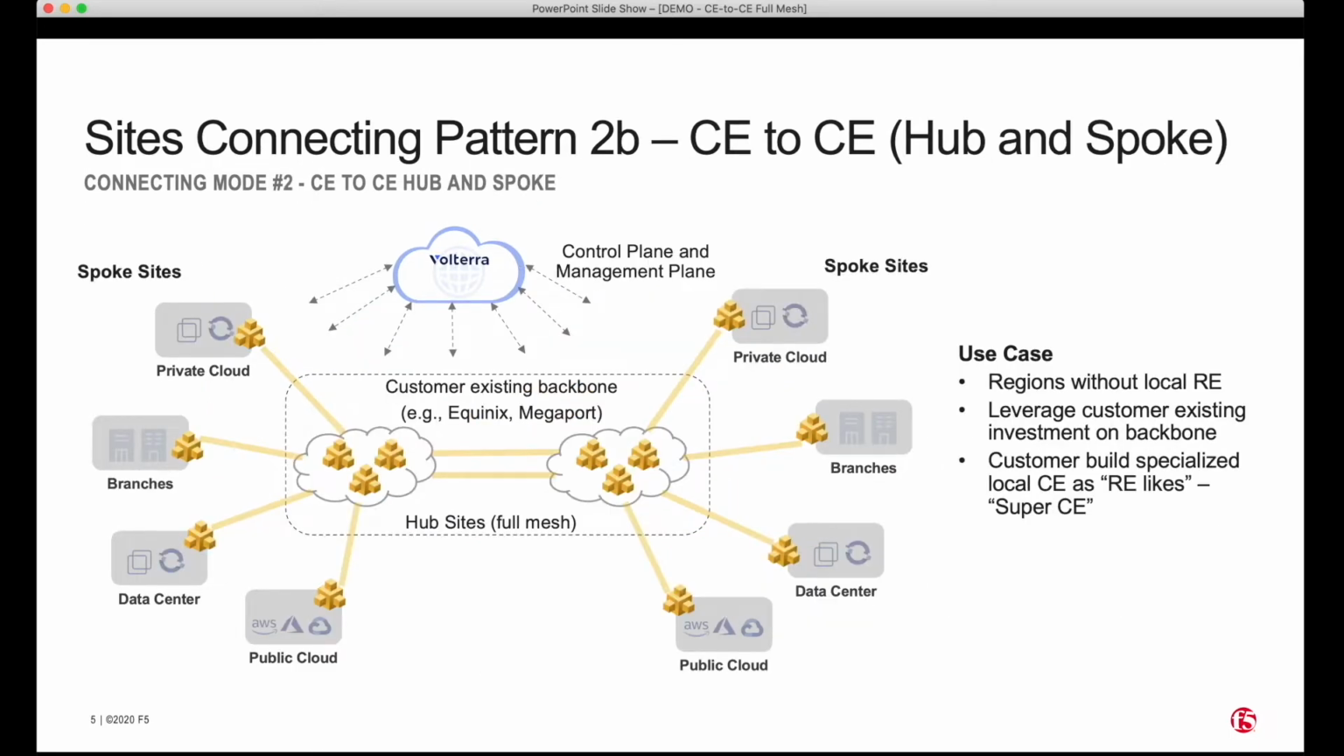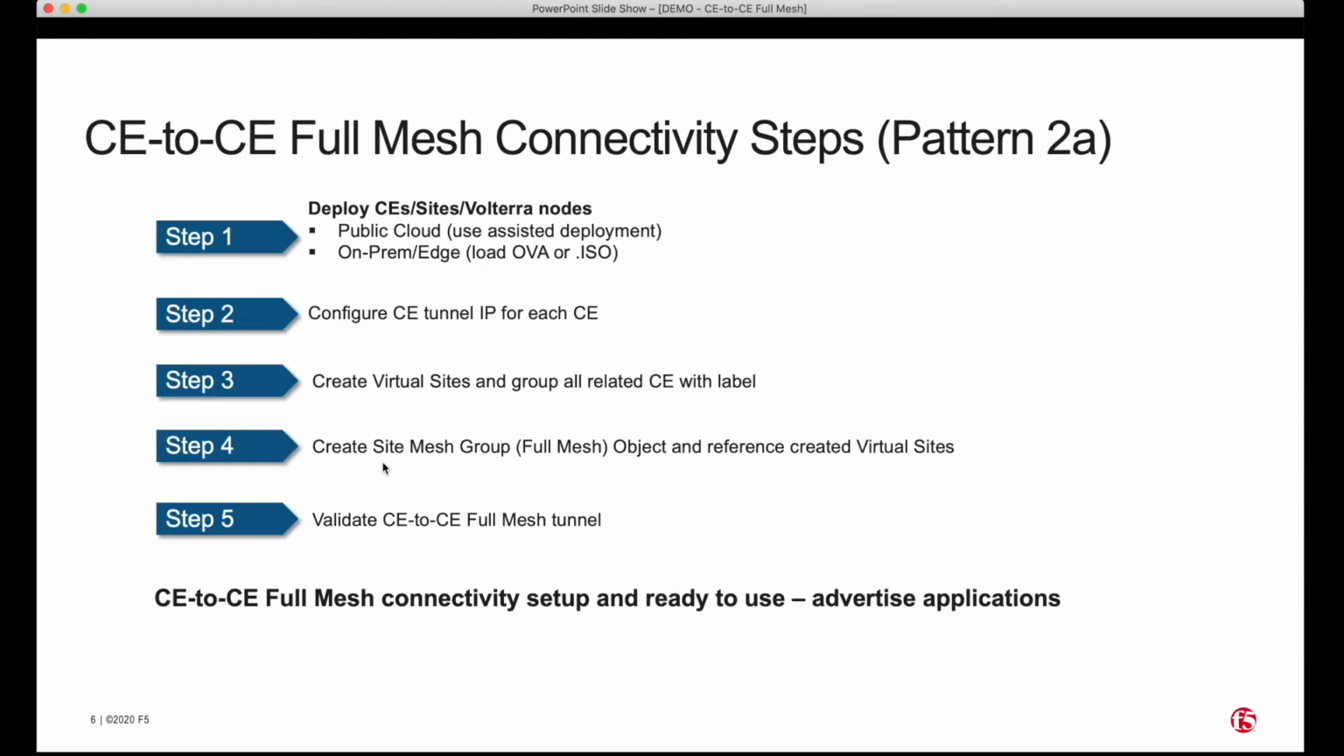In this pattern 2B, it is similar to 2A except that the topology created is a hub and spoke, where spoke sites, which consist of many CE that get spun up, are connected to the hub site. These hub sites are running in full mesh. Let's follow these few simple steps to set up a full mesh connectivity for pattern 2A.